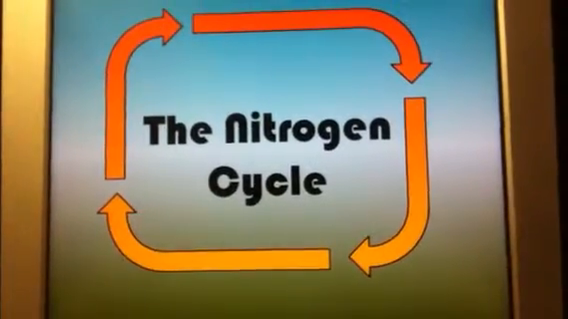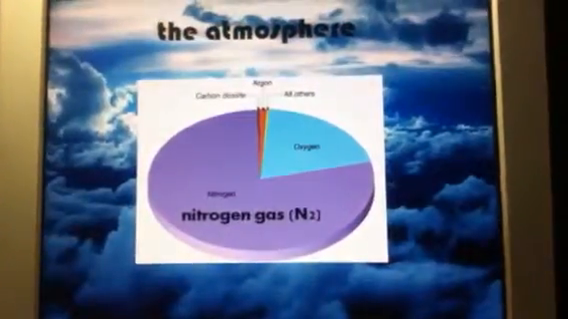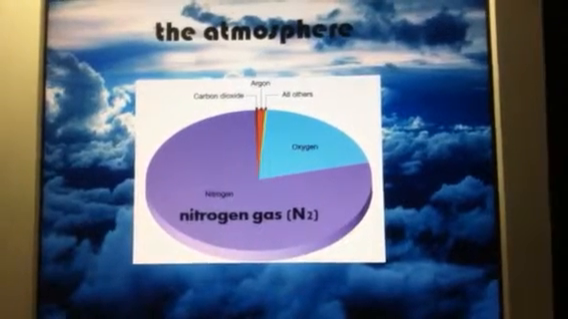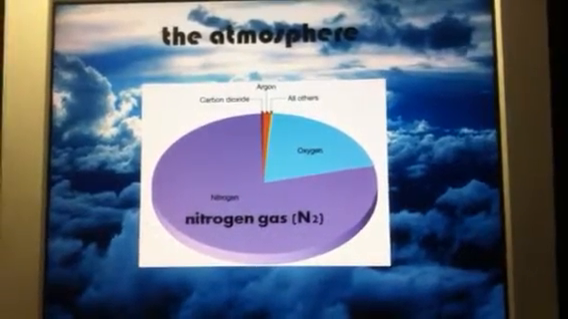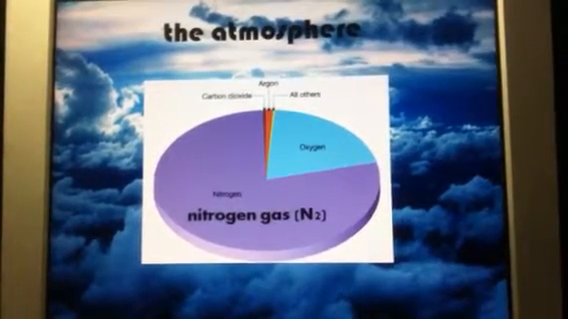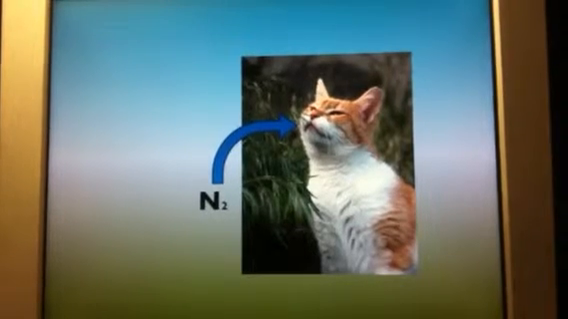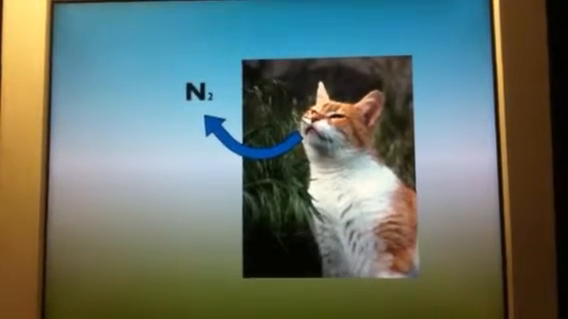The nitrogen cycle. Most of Earth's nitrogen is found in the atmosphere as nitrogen gas, making the atmosphere, which is 78% nitrogen, the main nitrogen reservoir, or sink. Animals inhale the nitrogen in the air when they breathe. However, this nitrogen is not used by the animals.